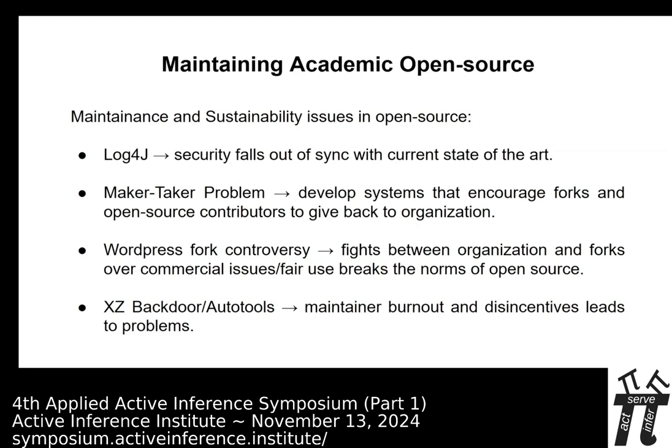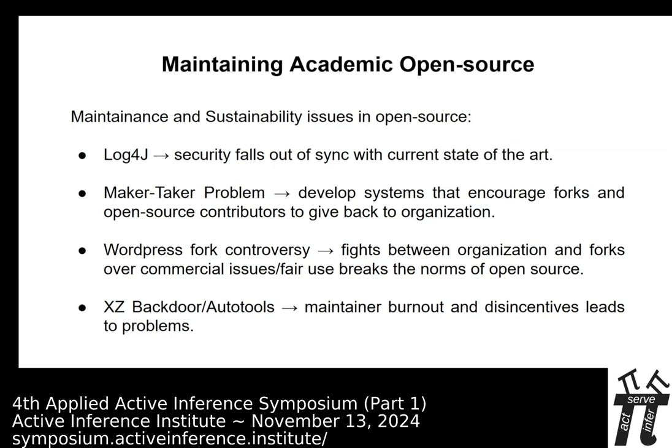The second is called the maker-taker problem, which is basically where some organizations make open source software and other organizations fork or copy the software for their own purposes, thus being a taker. And the problem here is where that relationship is not reciprocal. The makers will develop systems that encourage forks, and then the takers are expected to contribute back to the makers some sort of maintenance or something like that, but they fail to do so. And so this is the problem where you need to coordinate this reciprocal relationship.